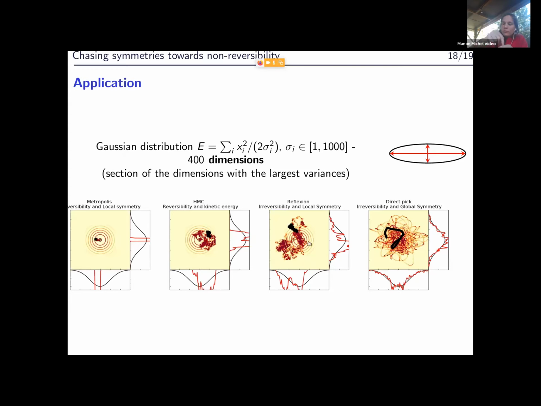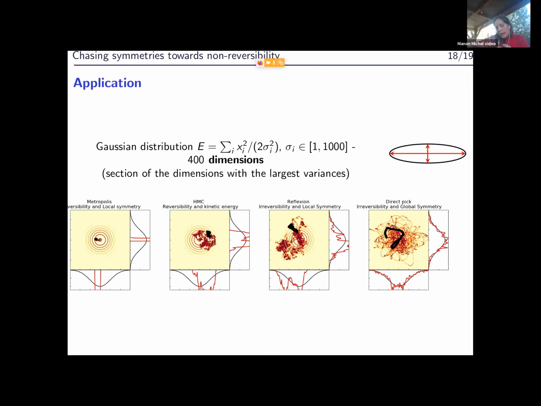And here will be HMC and a PDMP with reflection type direction change. And you see here that if you look at small dimension, it will be ballistic, but if you look at the large dimension, it will look like a random walk diffusion. And here in the last one will be when we enforce the global symmetry and we pick a different direction based on the gradient direction.